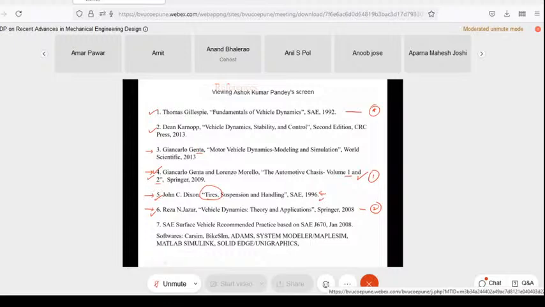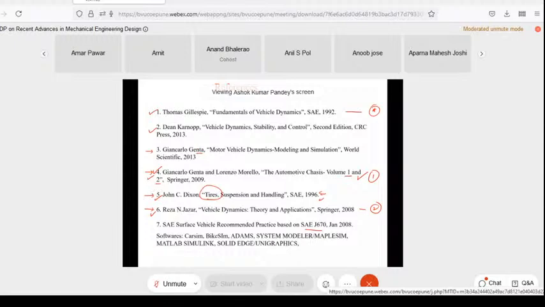Now you know that SAE keeps on updating their standards, and the last standard that happened is in 2008, and that is SAE J670. And whenever you try to do any vehicle dynamics problem, or any parameters that are being mentioned, they should follow the standards of SAE. So that is something that you should also know.